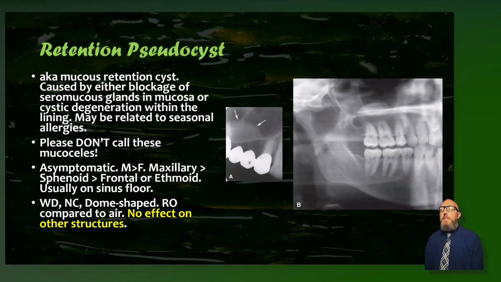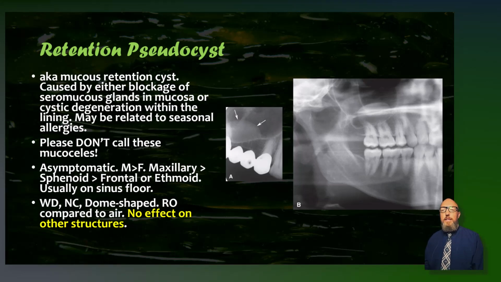And so this is our retention pseudocyst, also called a mucus retention pseudocyst. I just refer to these as antral pseudocysts. This is caused by either blockage of the seromucous glands in the mucosa or cystic degeneration within the lining. And sometimes it's related to seasonal allergies. As a point of terminology, I want to make firmly, because I don't want to call these mucoceles, even though a lot of dentists do, but a mucocele is an entirely different destructive lesion that we'll reach later, and the two are not interchangeable.